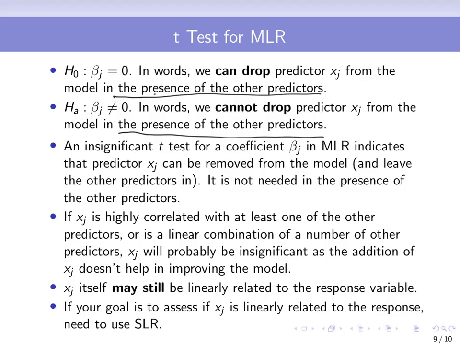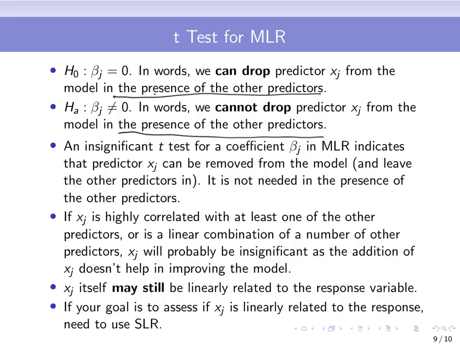Now, if x sub j is highly correlated with at least one of the other predictors, or is a linear combination of a number of other predictors, that predictor x sub j will be insignificant, as the addition of that predictor doesn't help in improving the model. A very common misinterpretation is, if we fail to reject the null, we can drop x sub j and we say x sub j is not useful in predicting the response. Well, it is not useful in the presence of the others, but on its own, it still could be useful. X sub j itself may still be linearly related to the response.